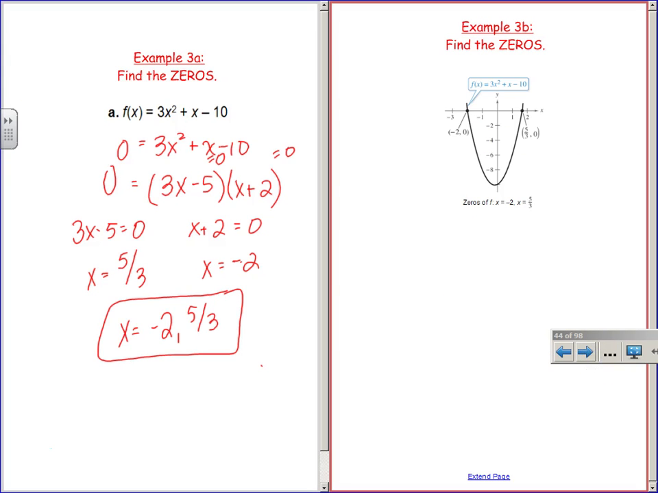If we were to graph this function, if you want to do a quick sketch, this is what he looks like. He ends up being a parabola that's been shifted down. I think it's negative 10. Yeah, plug in 0. His y-intercept is negative 10. He has zeros at negative 2, which we found, and at 5/3, which we found.